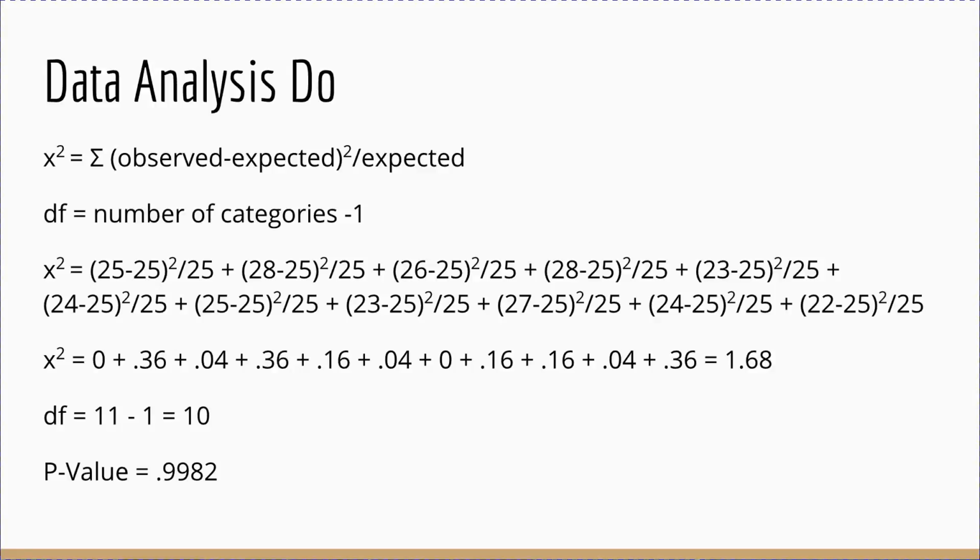So now we're on the do part of this section, and the chi-square formula is the sum of all observed counts minus expected counts squared divided by the expected count. And our degrees of freedom is equal to the number of categories minus 1. And so basically once we plug in all of our numbers for all the components, we get 1.68, and our degrees of freedom is 10, and then we're left with our p-value being 0.9982.